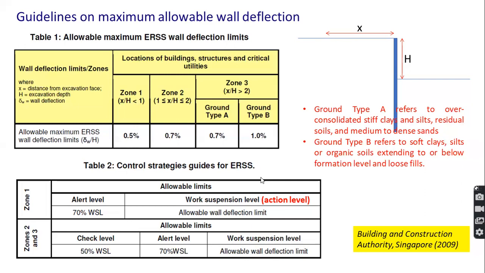Then in zone 3, some values are given depending on different ground types. Ground type A is some good soils including residual soils. Ground type B is soft soils, okay.